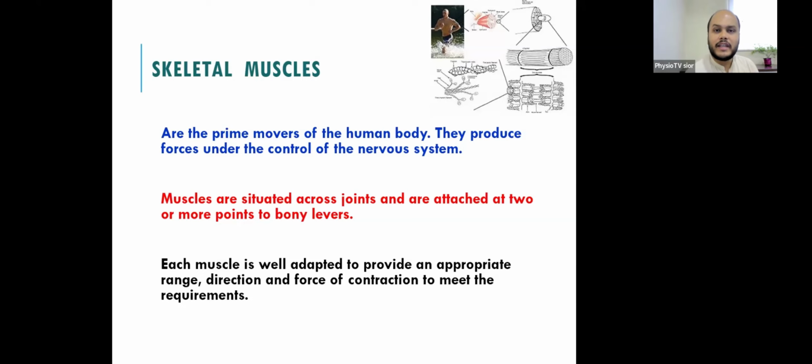Each muscle is basically adapted to provide an appropriate range and direction and force of contraction to meet the requirements of the joint that it crosses. So each and every muscle that we are talking about has a particular function that has been denoted to them, and they will act accordingly as the requirement of the joint at that time. Now, why do I say that? Because a lot of these muscles have multiple functions as well. And as we go ahead with the classifications, you'll start realizing how the same muscle can be classified into different ways according to the function that it provides.